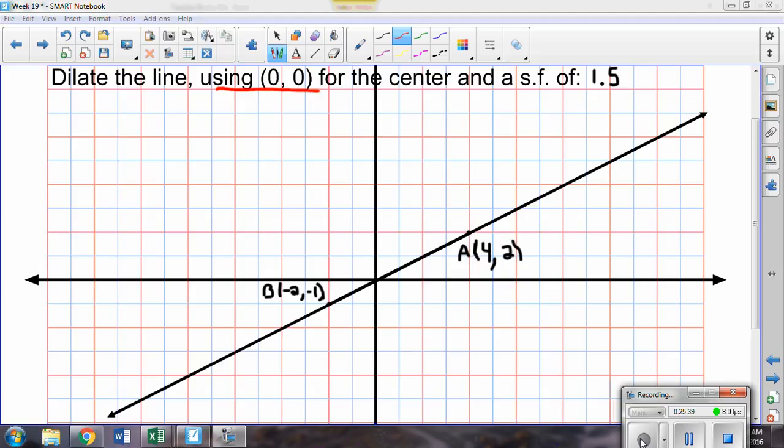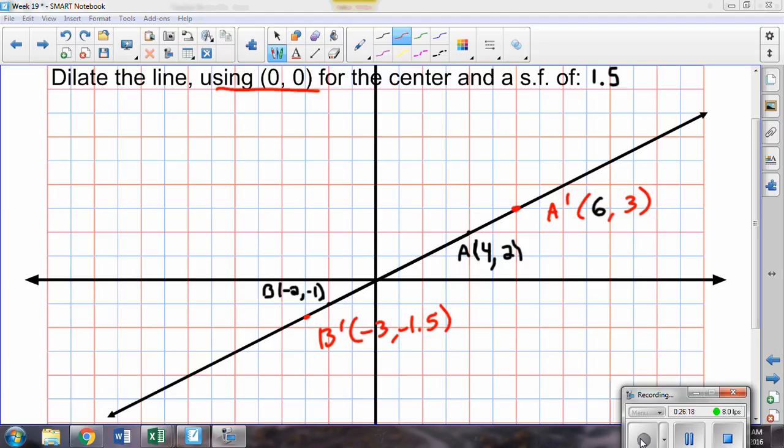So let's multiply the numbers and see where we get. Point A goes to 6, 3. There's A prime. And let's move point B. -3, -1.5. Thank you for giving me the numbers. And so what do you wind up seeing? Exactly, it's the same line.